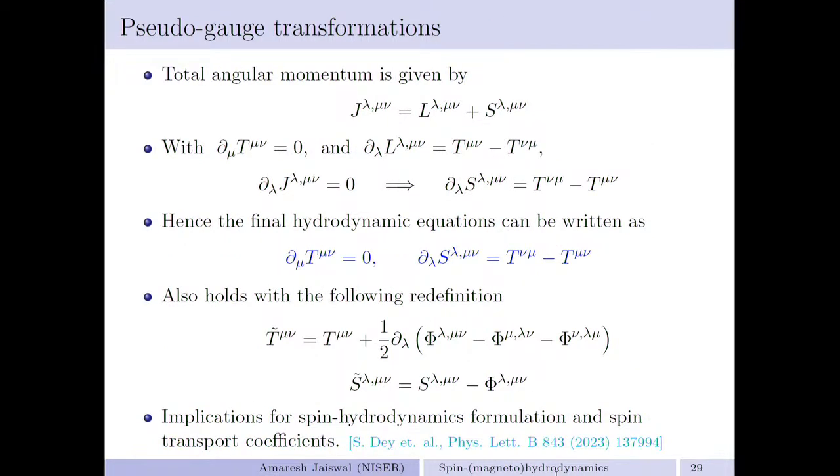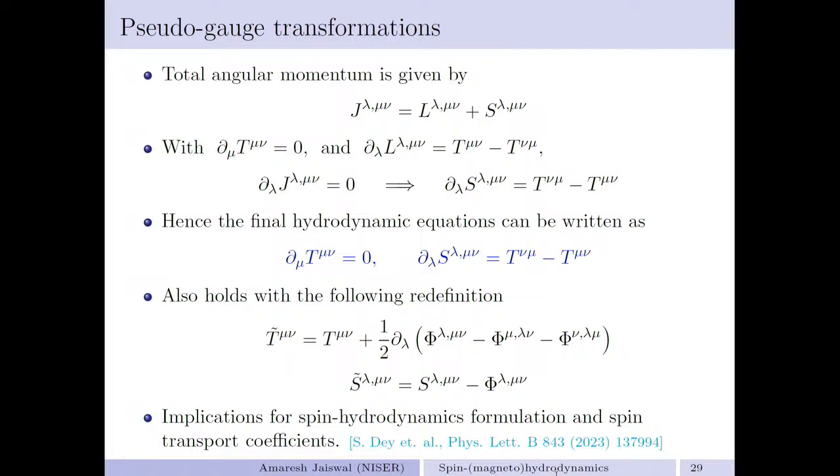So we have the total angular momentum, and the total angular momentum conserved along with conservation of the energy momentum tensor leads to these two equations. The energy momentum tensor is conserved, and the spin tensor divergence is equal to the antisymmetric part of T mu nu, which is 0 if we have a classical energy momentum tensor which is symmetric in mu nu. So the spin tensor also seems to be conserved. However, the energy momentum tensor need not always be symmetric.